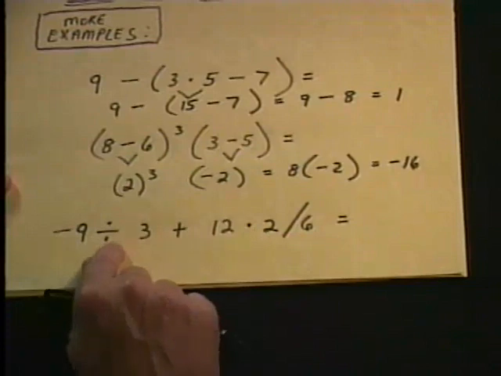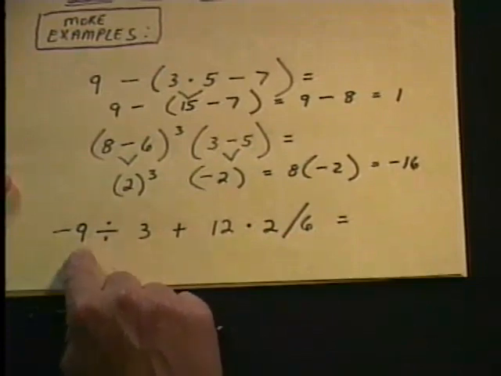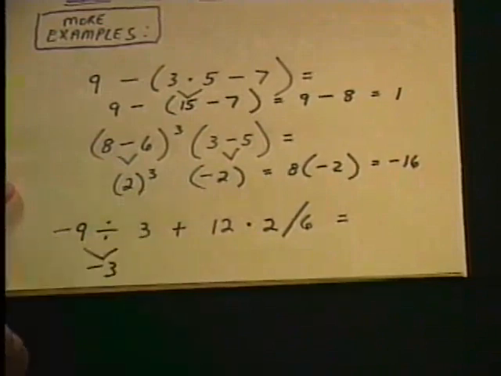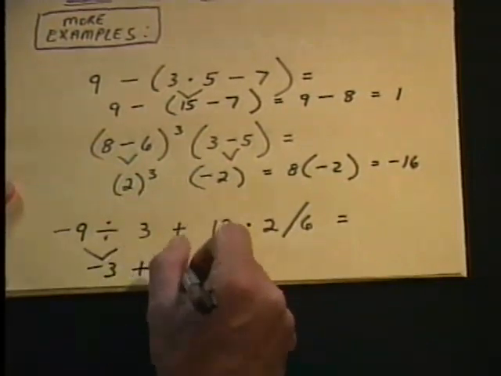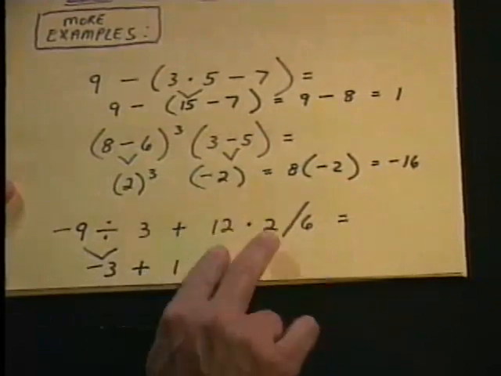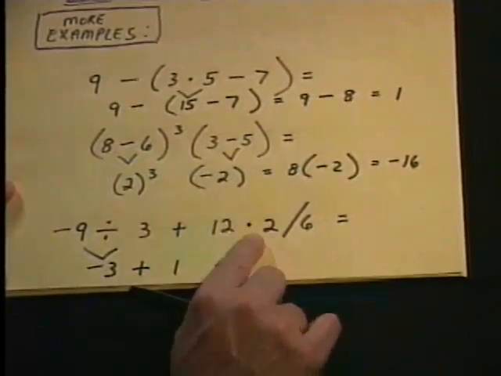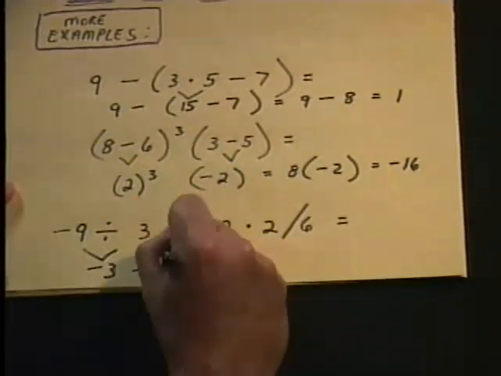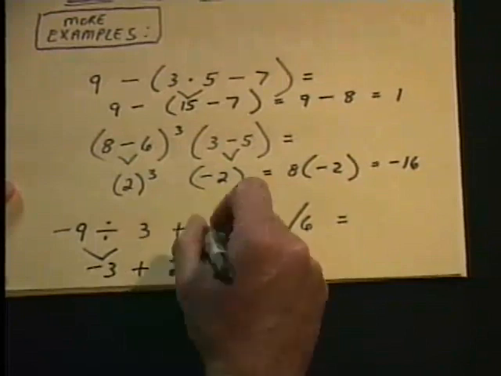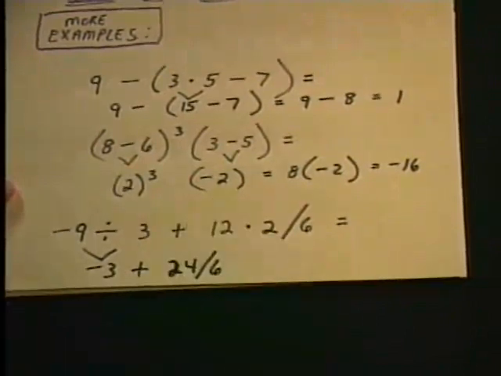We're going to go ahead and do this division first since it comes first. Negative 9 divided by 3 is negative 3. Plus the 12 we're going to leave alone here right now. So we're going to have plus 12 times 2, do the multiplication before the division here. So maybe I should just go ahead and do that since I'm running out of paper. Plus 24 divided by 6.